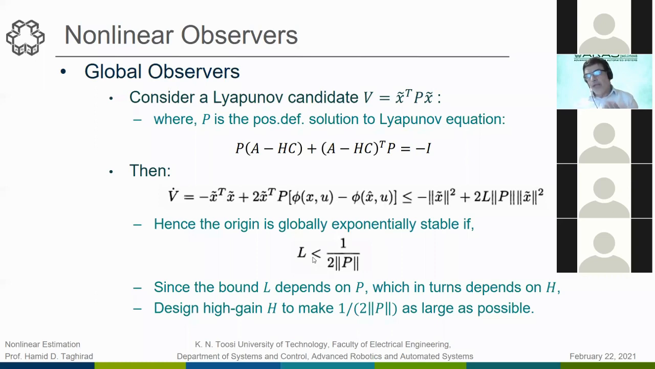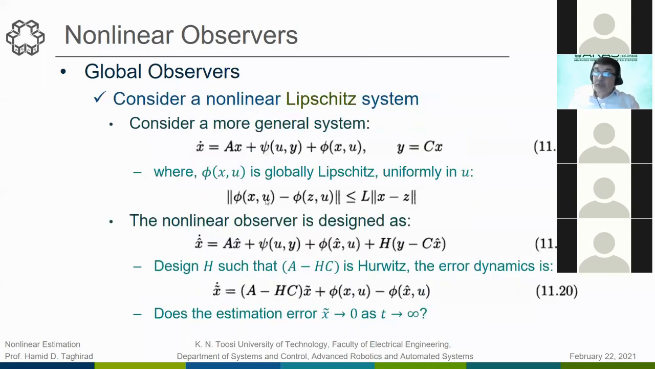But can we do that? L should be smaller than 1 over 2P, or P should be smaller than 1 over 2L. And L, what was the L? L was the Lipschitz gain in this system. So we don't need some more information about the behavior of the nonlinear part. We need just to know the Lipschitz gain.